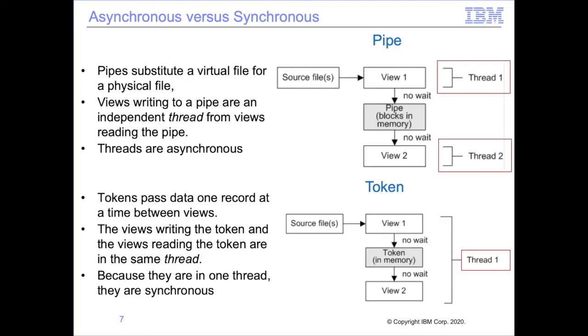Because pipes simply substitute a virtual file for a physical file, views writing to a pipe are independent threads from views reading from the pipe. Thus, for pipes, both threads are asynchronous. Tokens, though, pass data one record at a time between views. The views writing the token and the views reading the tokens are in the same thread. Thus, for tokens, there is only one thread, and both views run synchronously.